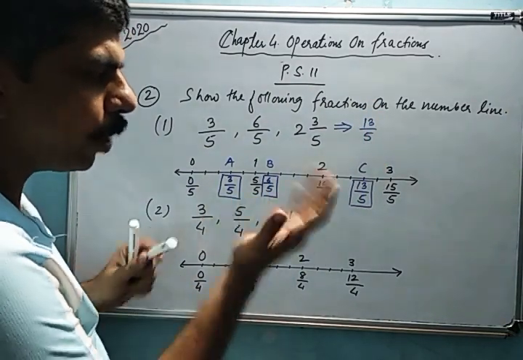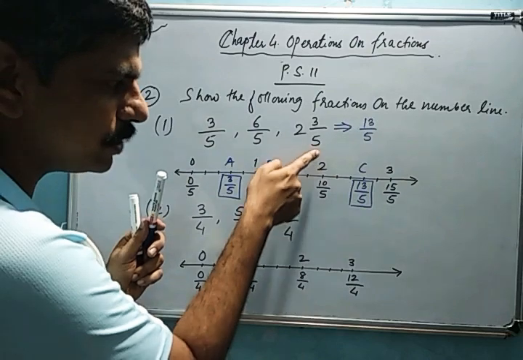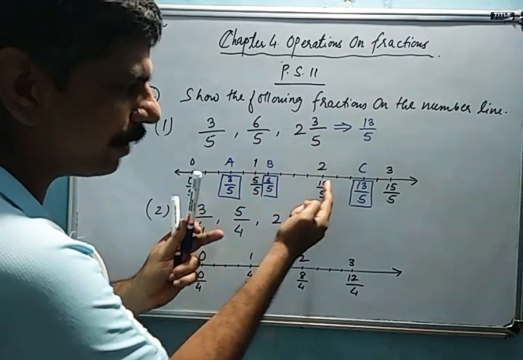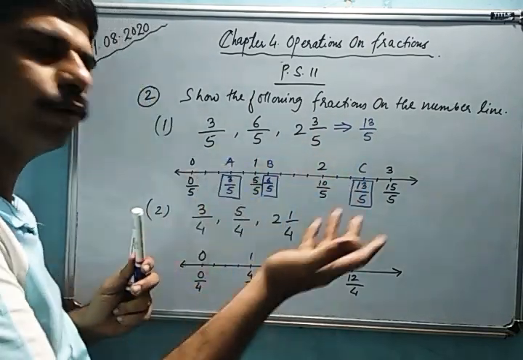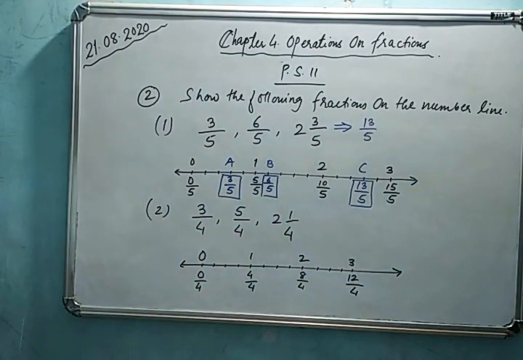You can count it as a mixed fraction also. This is 2. So after 2 you have to count 3 by 5. 1, 2, 3. So you can count it like that also. 2 and 3 upon 5.